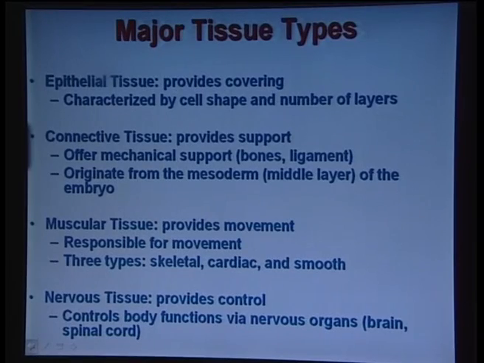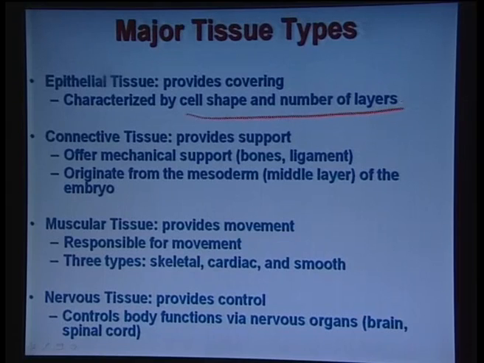One is the epithelial tissue that provides covering, characterized by the cell shape and then the number of layers. You have the connective tissue that provides support. Now, this support is of different kinds, like offering mechanical support, like bones, ligaments. If you remember correctly, bones and ligaments have very good mechanical properties and originate from the mesoderm, the middle layer of the embryo. So, connective tissues are important because they provide mechanical support.